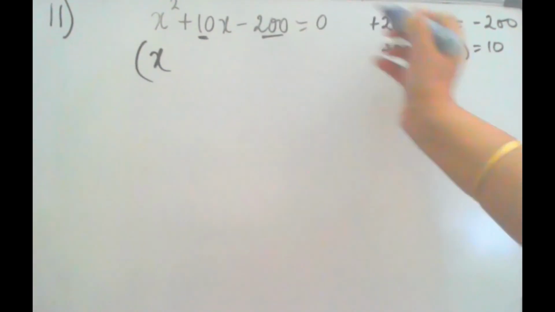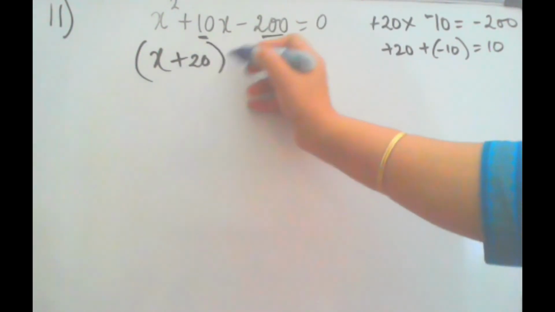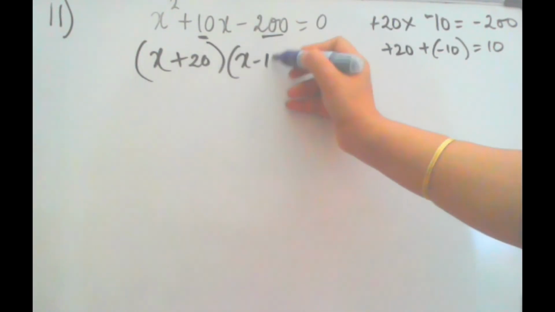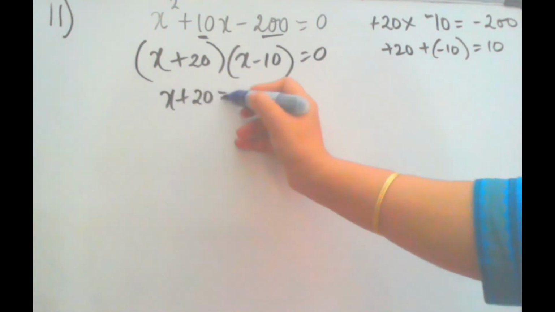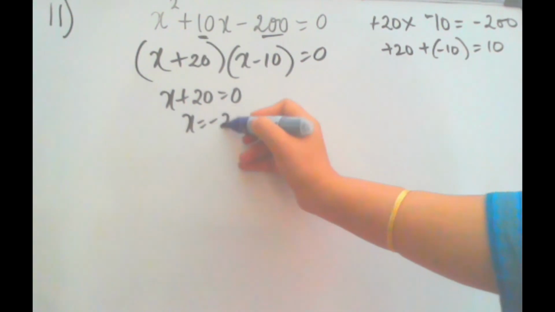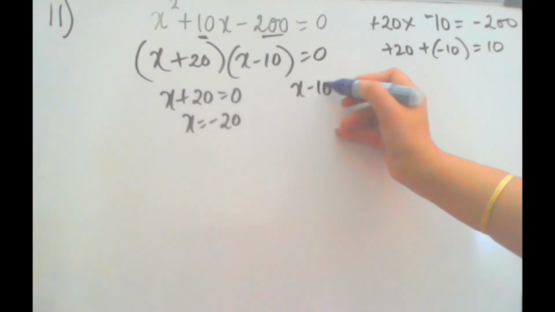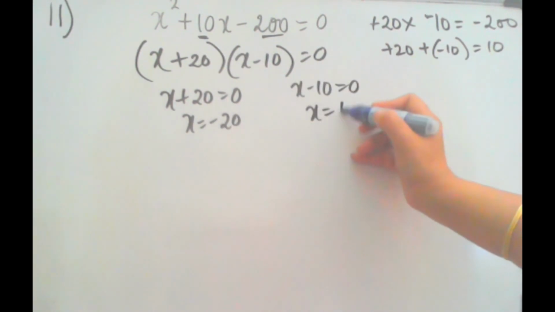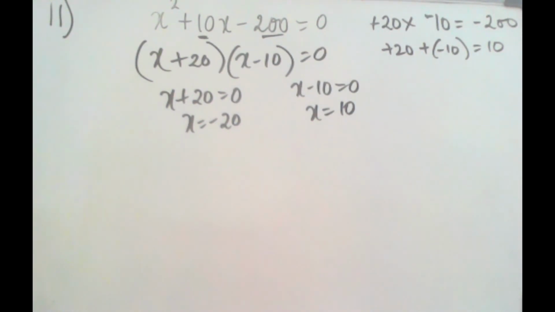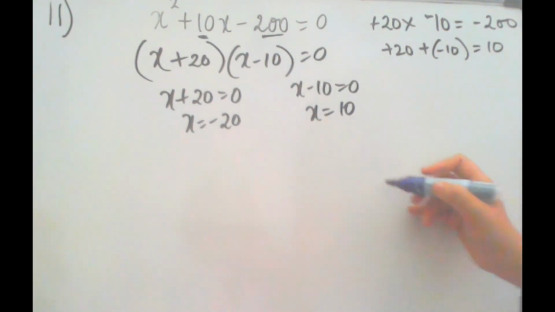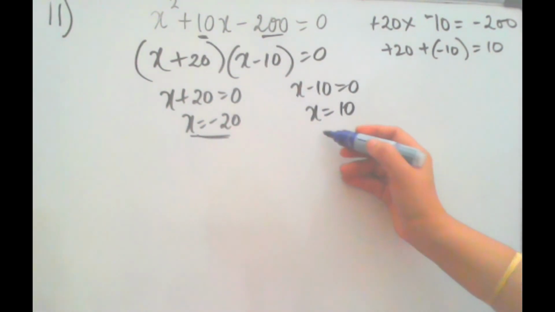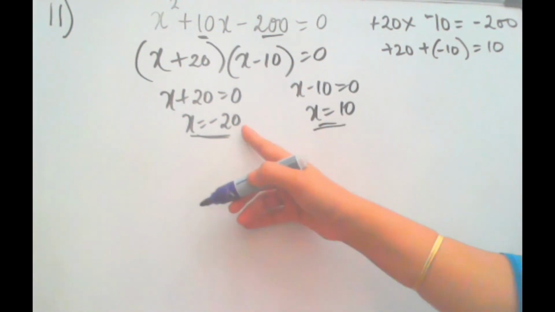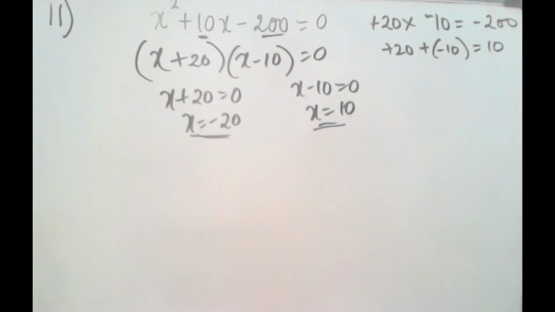So our factors are (x + 20)(x - 10) equals 0. From here we equate the first bracket to 0, we get x equals -20. Equate the second bracket to 0, we get x equals 10. Now, what we were doing finally was finding the possible coordinates for D. So for D there are two possible x coordinates. Now we have to find the corresponding y coordinates.